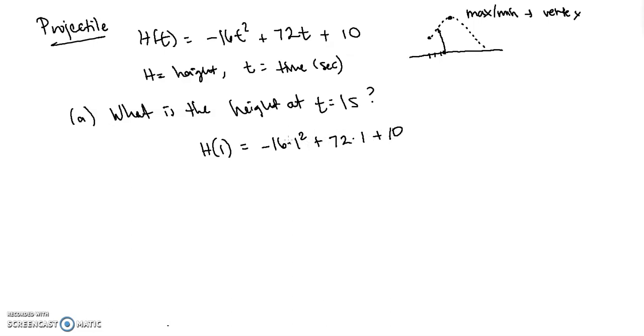Okay, so I'm going to plug 1 in. Remember your order of operations here. The square is with the 1, not with the 16. So I've got to do the exponent, then the multiplication. So 1 squared is 1 times negative 16, 72 times 1. So it's going to give me 82 minus 16 should be 68.